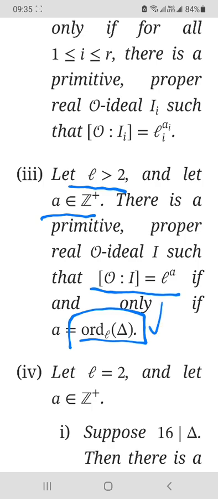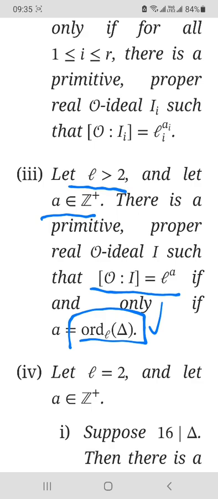The notation is the order, ORD, of the discriminant under the basis of L, which is A, and A is the biggest number such that L to the A power divides the discriminant. And let L be bigger than 2, then there is a primitive, proper, real O-ideal such that the index of I inside O is L to the S power if and only if A is the order of the discriminant under the base L.